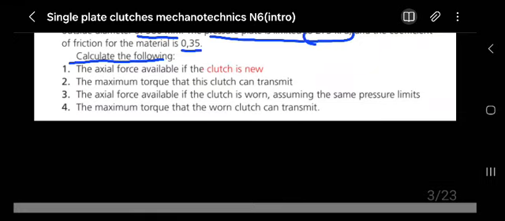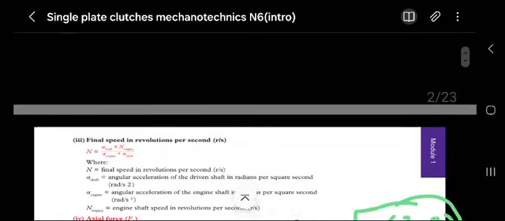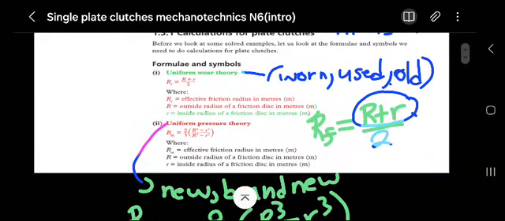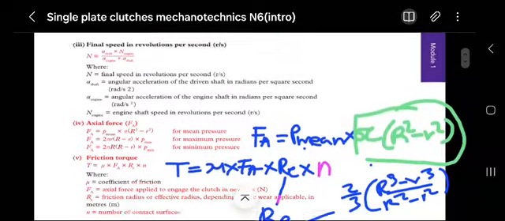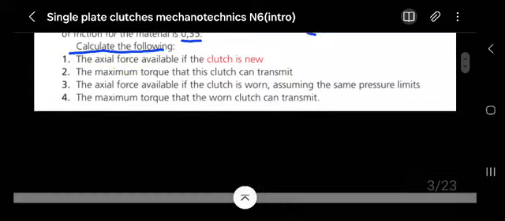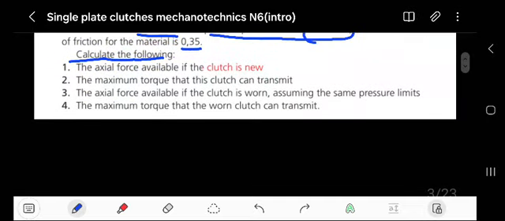I've discussed with you here, guys, that when we are dealing with new things, we'll be dealing with the uniform pressure theory. Right. So uniform pressure theory. Otherwise, let us find the data given.